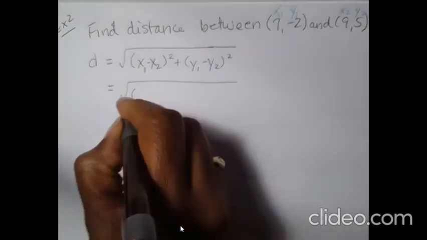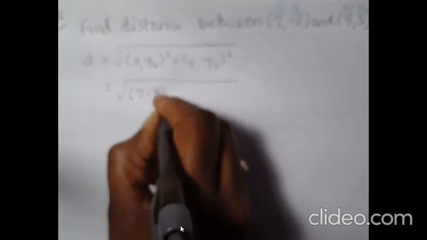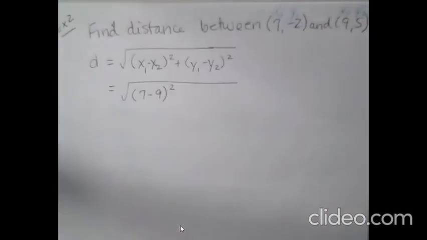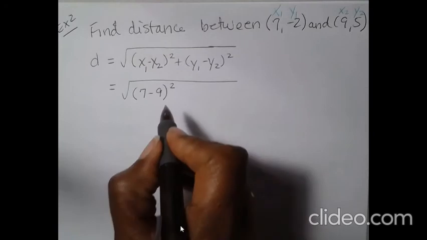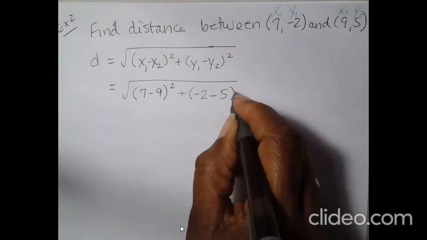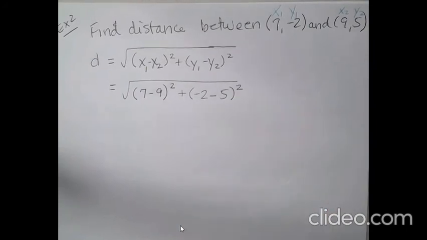x1 minus x2, 7 minus 9, squared. Now, you can also make these both the 1s and these the 2s. It doesn't matter, as long as you're consistent with it, okay? Plus, y1 is negative 2 minus y2, which is 5, and we square that. It's important that if you determine that both of these are the ones, you don't flip-flop back and forth.